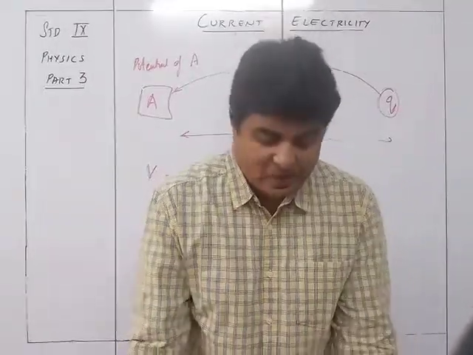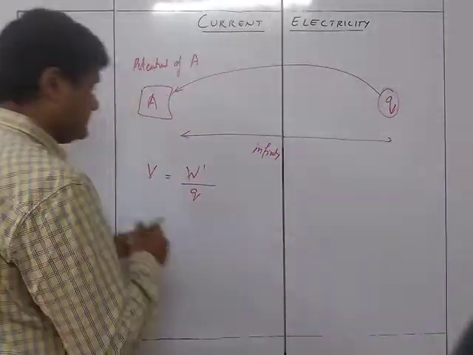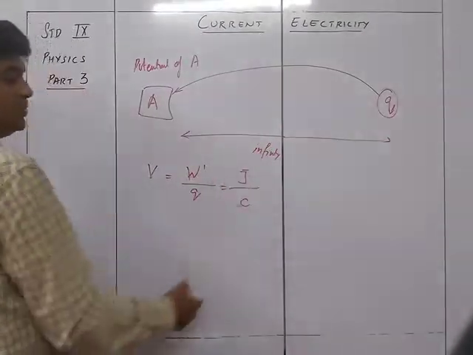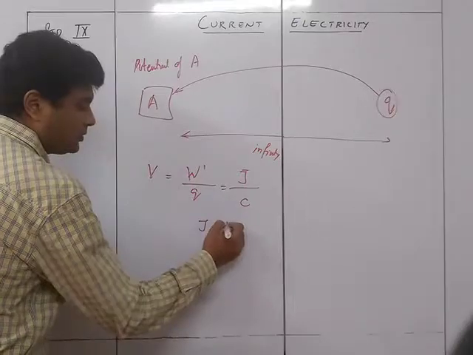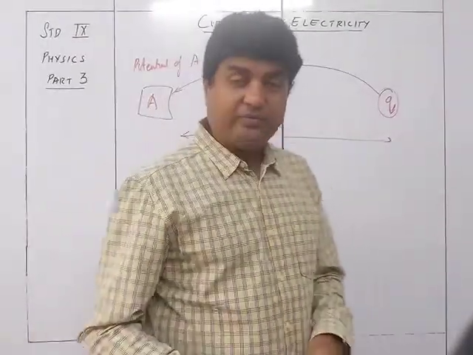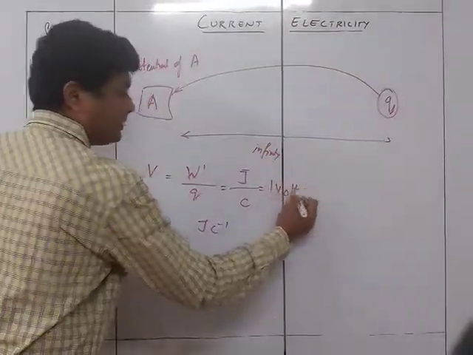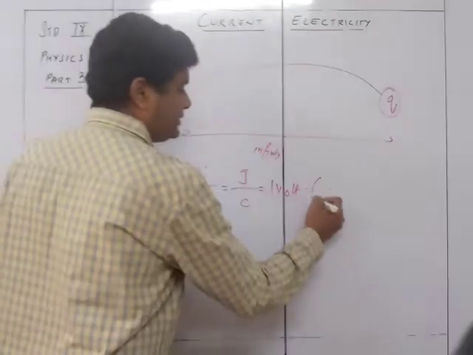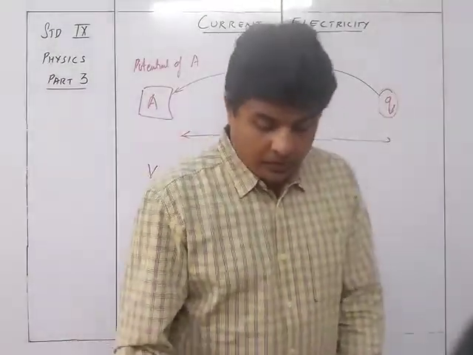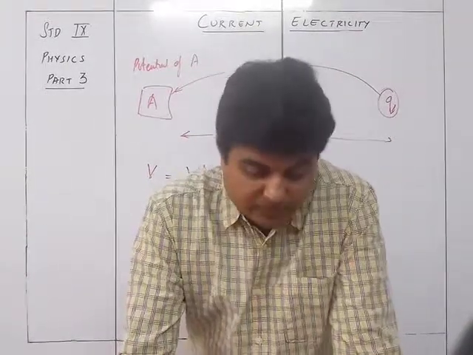Now potential is a scalar quantity. Its SI unit is joule per coulomb. So over here, work is done in joule and the charge is in coulomb. So joule per coulomb will be the SI unit over here, which is given as equal to 1 volt. Okay, that is 1 volt, or capital V. So the SI unit is joule per coulomb or volt, symbol V.